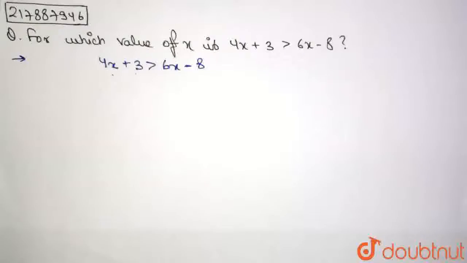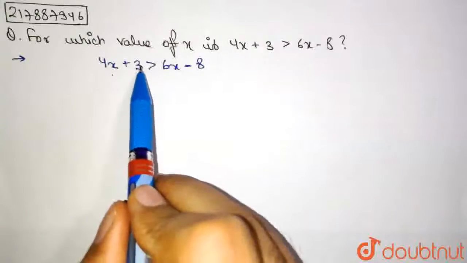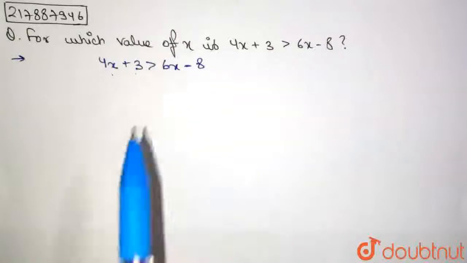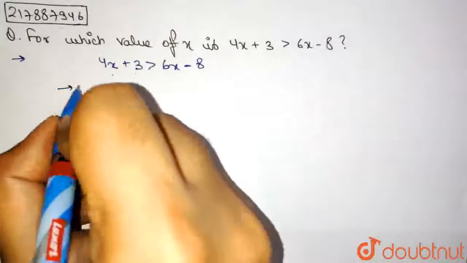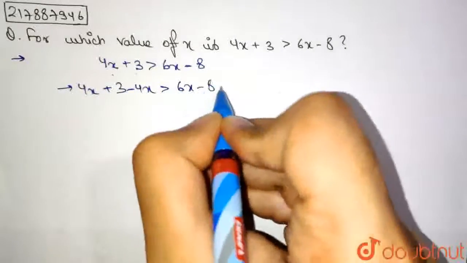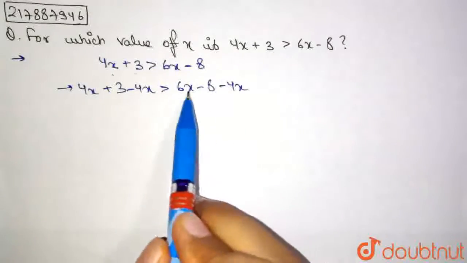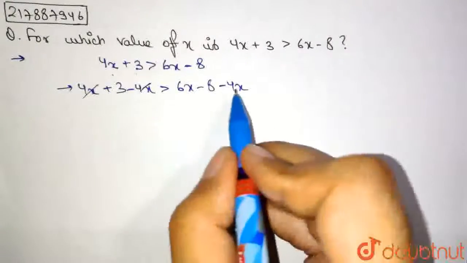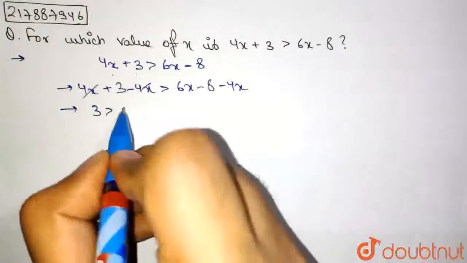We are going to subtract 4x from both the sides so that the only term remaining over here is going to be 3, right? Because 4x is going to cancel out with 4x and the term with x is only going to stay there on one side. So what I get is 4x plus 3 minus 4x is greater than 6x minus 8 minus 4x. So x term remains only on one side. This 4x and this 4x cancel out and 6x minus 4x is going to be 2x.